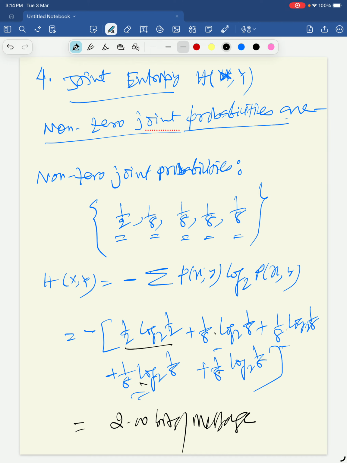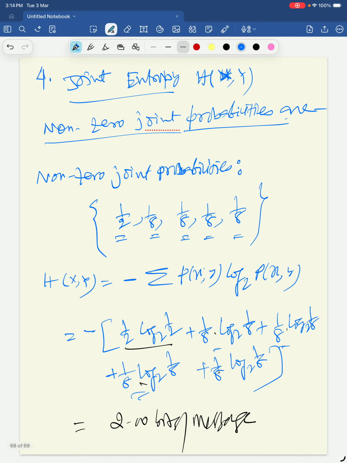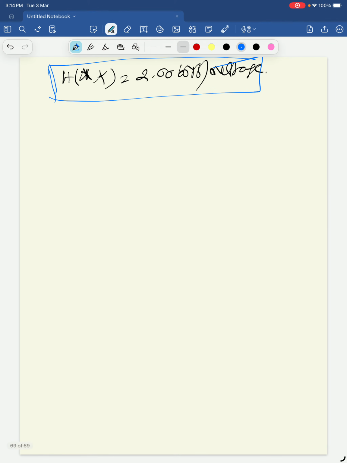So ultimately, joint entropy H(X,Y) is equal to 2.00 bits per message. That is most important. Very, very important. So 4, joint entropy H(X,Y) finished. Now 5, fifth. What is fifth? Fifth is conditional entropy.